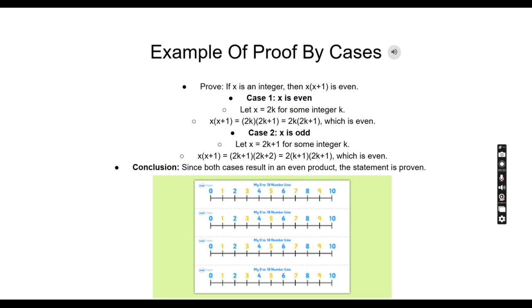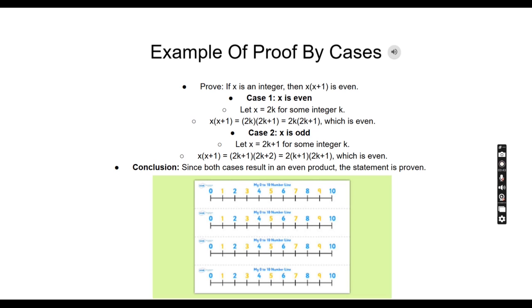So if x is even, we could express it as x = 2k, where k is an integer. Substituting this into our expression, we get x(x + 1) = 2k(2k + 1). Since one factor, 2k, is even, the product is even.